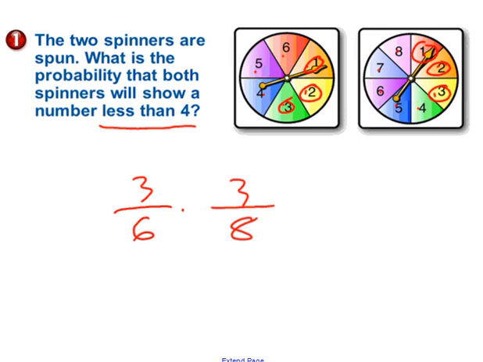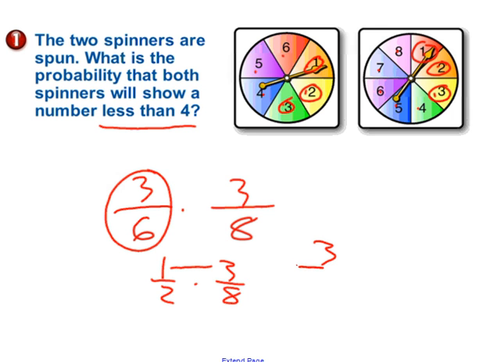If I look at this, I'm going to do a little reducing here. I'm going to say 3 over 6 is 1/2. 1/2 times 3 out of 8. I'm going to multiply my numerators. 1 times 3 is 3. 2 times 8 would be 16. So there's a 3 out of 16 chance of getting numbers on both of them that are less than 4.